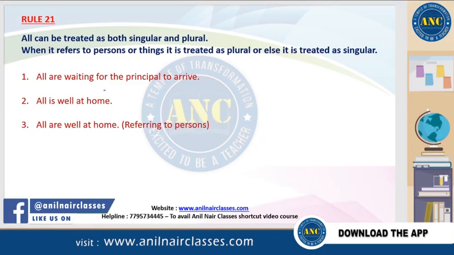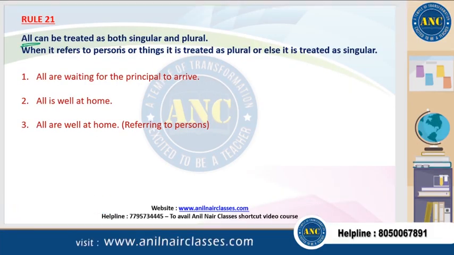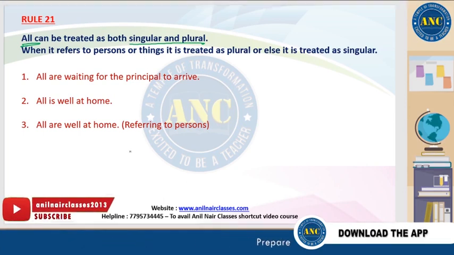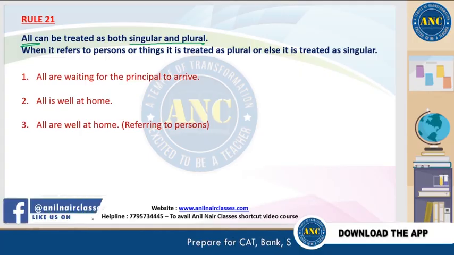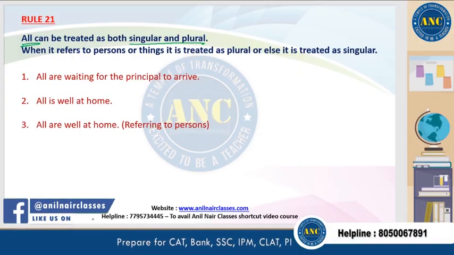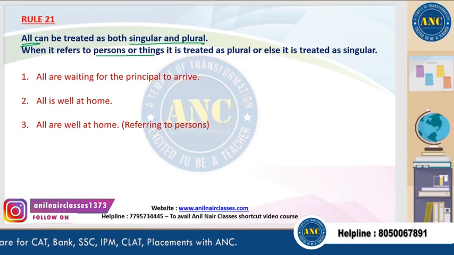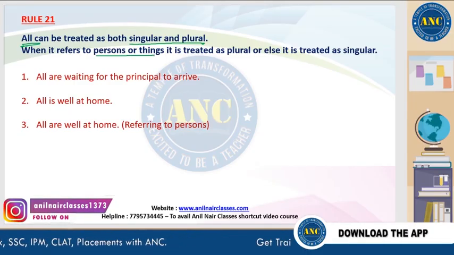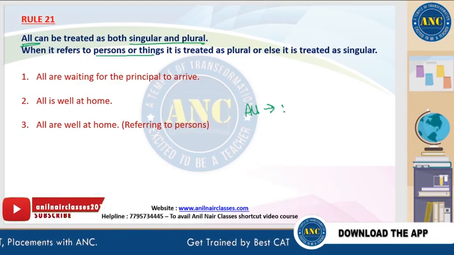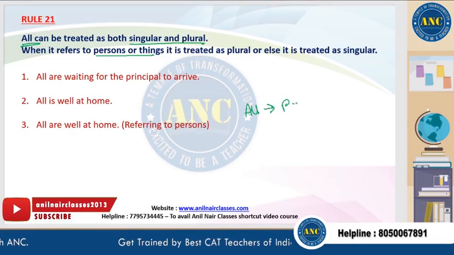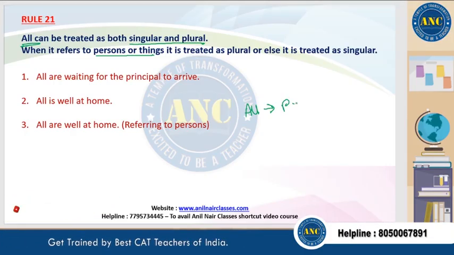Clear? Next. Now the other pronoun, all, is there, right? It could be treated as both singular and plural. But we should know the conditions: when you will consider it as singular, when you will consider it as plural. That is what we will discuss in rule number 21. So when it refers to persons or things, right? Remember, if you have all and it is referring to some persons or things, in that case what will be there?